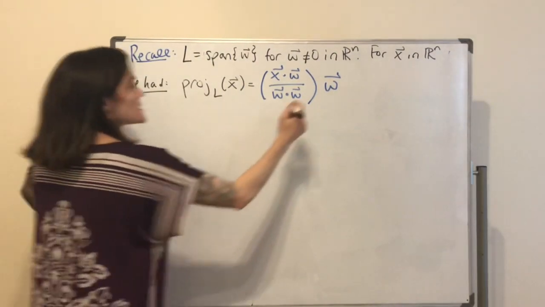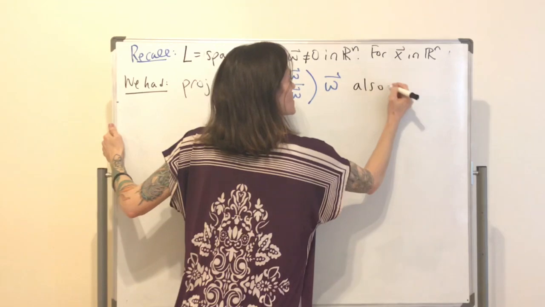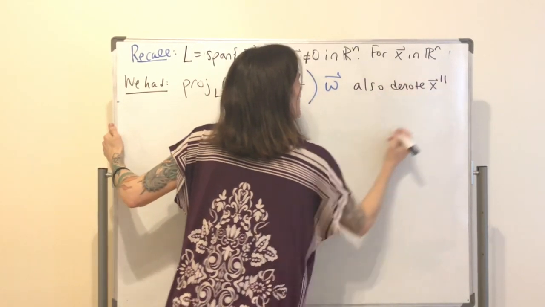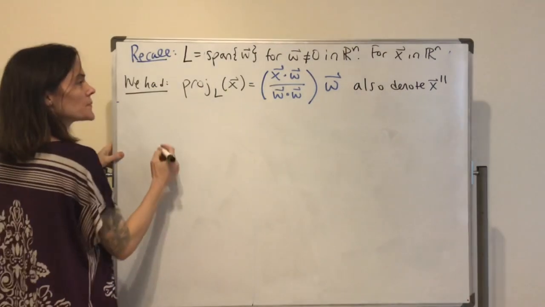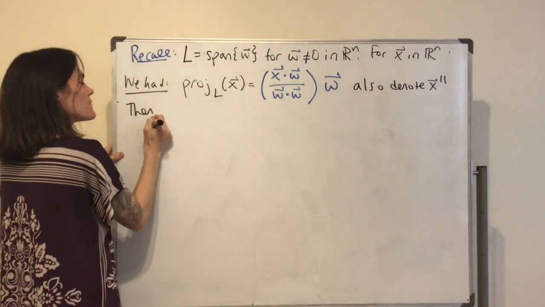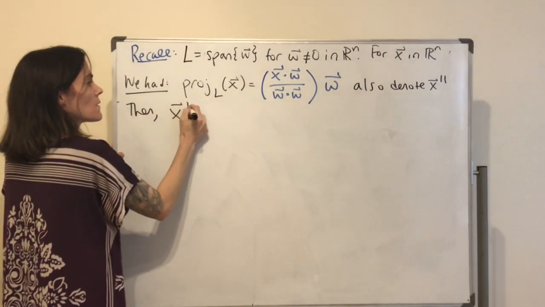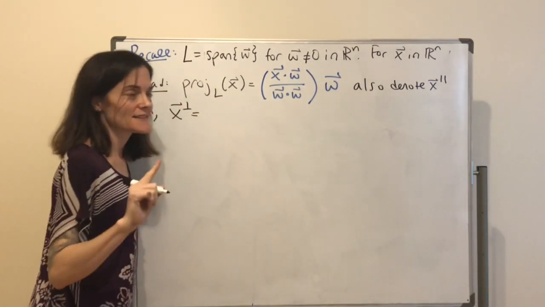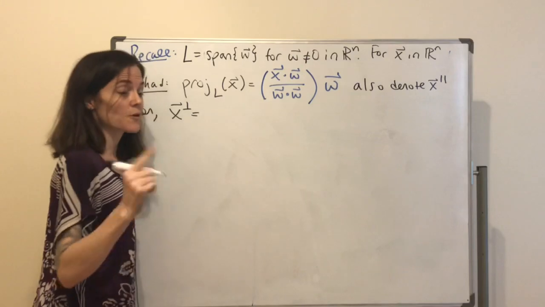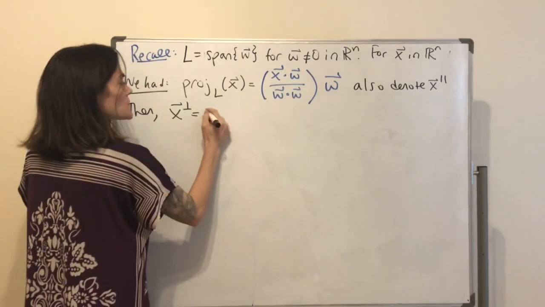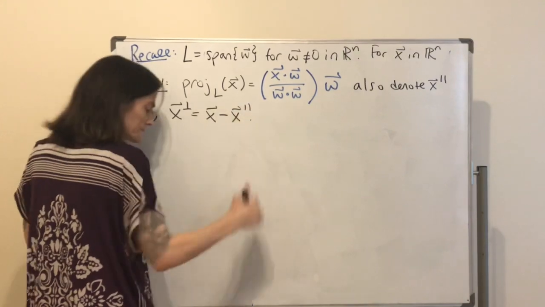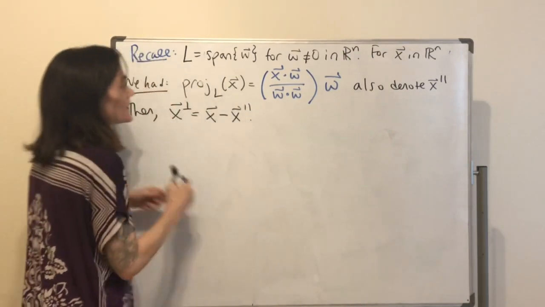And this was also denoted, I should say, it was this. This was the orthogonal projection. And then we also had the following. This was the component of X that was perpendicular to the line or orthogonal to the line. This was X minus the orthogonal projection. Okay?